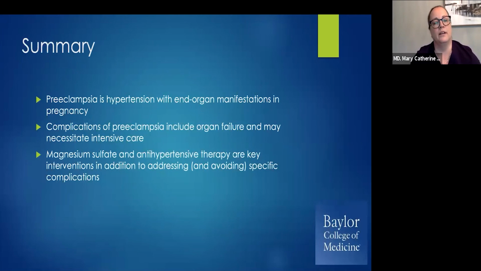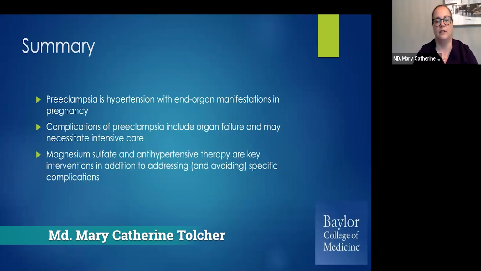And so just to summarize, preeclampsia is the presence of hypertension with end-organ manifestations, and we've covered some of those. Complications of preeclampsia, including organ failure, may necessitate admission to the ICU, intensive care unit. And then antihypertensive therapy and magnesium sulfate, timely administration of these agents are key to addressing and avoiding some of the specific complications that we talked about.